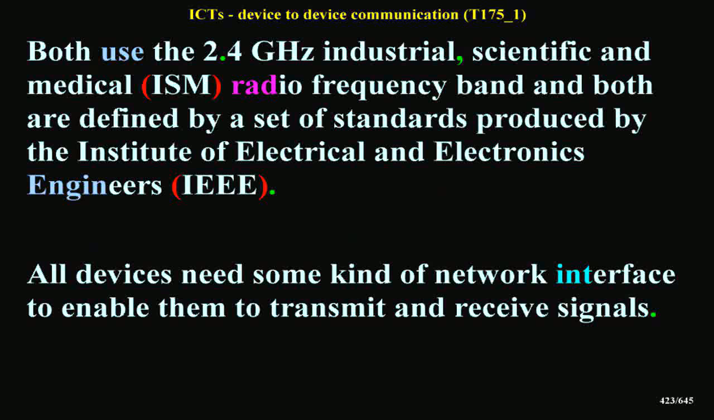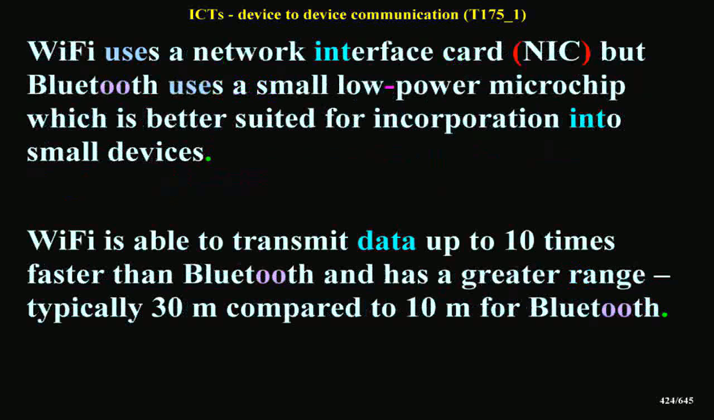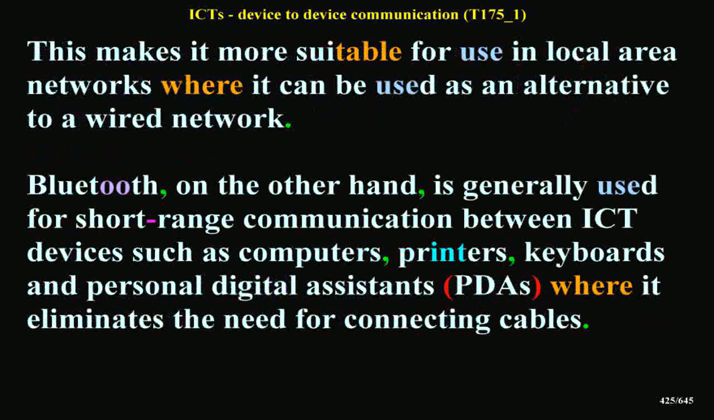All devices need some kind of network interface to enable them to transmit and receive signals. Wi-Fi uses a network interface card (NIC), but Bluetooth uses a small low-power microchip which is better suited for incorporation into small devices. Wi-Fi is able to transmit data up to 10 times faster than Bluetooth and has a greater range, typically 30 m compared to 10 m for Bluetooth. This makes it more suitable for use in local area networks where it can be used as an alternative to a wired network.